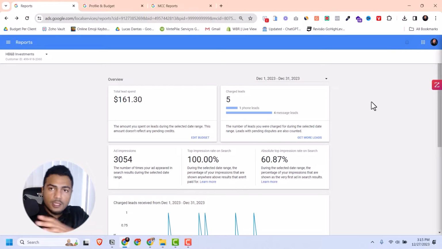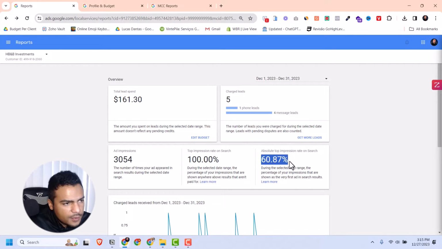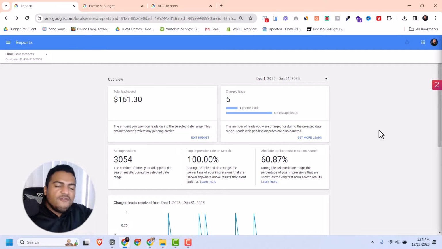which is the most important. The number of searches will impact the number of clicks. That's why I mentioned the number of searches, but the visibility you get for free if you're using local service ads. People need to call you or message you in order for you to be charged. So for this client, 5 leads during this December is not as good, but what I like is 100% of impressions on the ad, and 60% on the absolute top impression, the very first place.